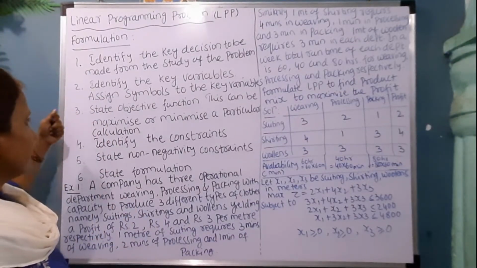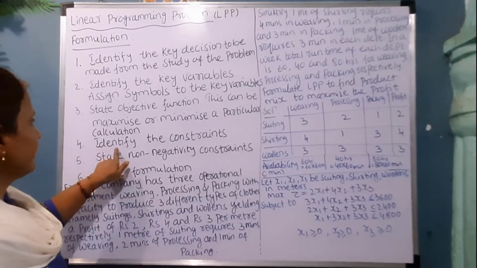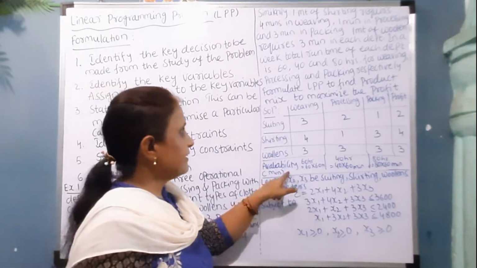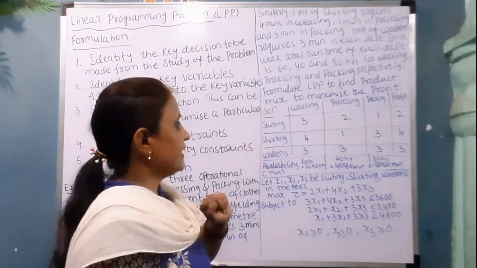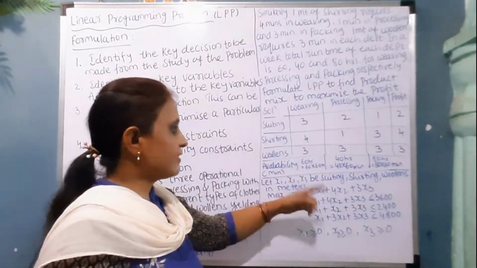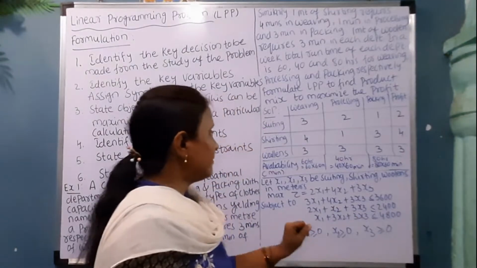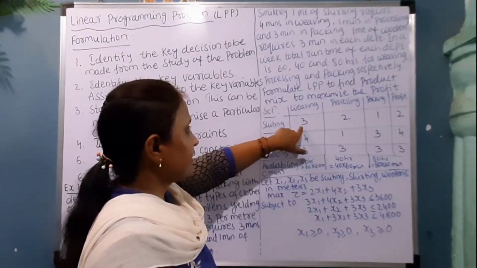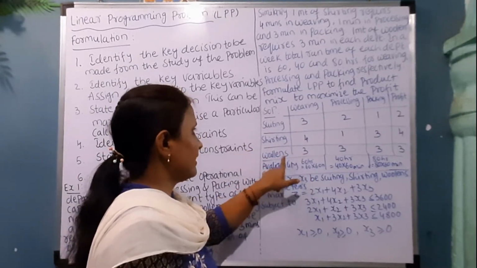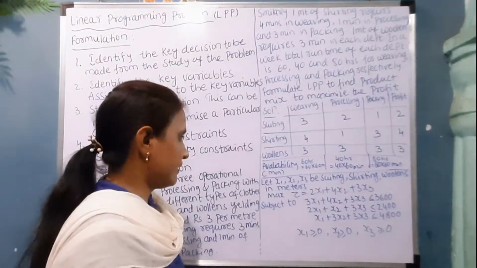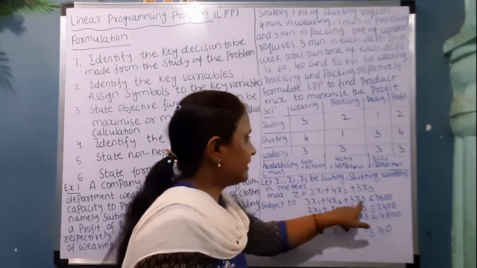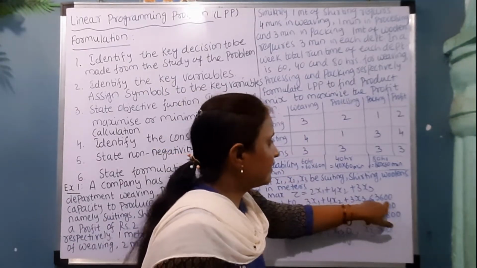After writing the objective function, we have to write the constraints. The constraints are the availability. For the weaving department we have a total of 3600 minutes, that is 60 hours. It means 3 minutes for suiting, 4 minutes for shirting, 3 minutes for woolen. This will be taken for 1 meter. So for x1 meters it will be 3x1, then 4x2 plus 3x3. It should not exceed 3600 minutes.